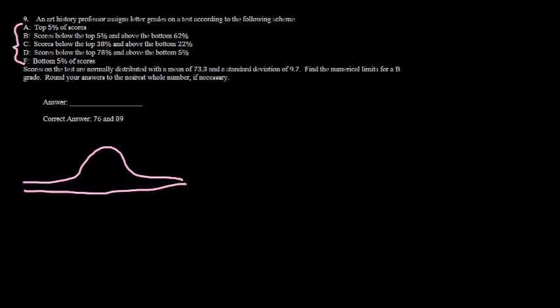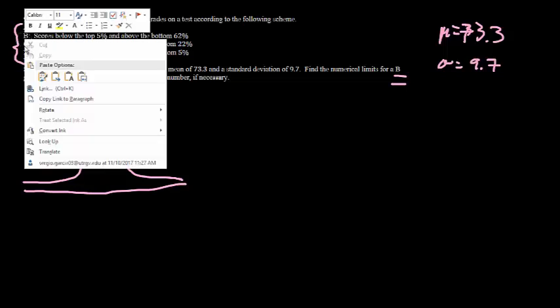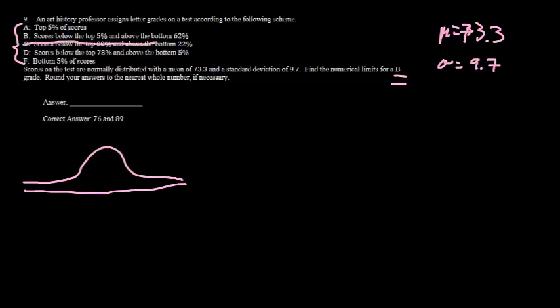The scores are normally distributed with a mean of 73.3. Mu is equal to 73.3, standard deviation 9.7. Numerical limits for a B grade. Okay, so before we get all wrapped up, we're only going to focus on the B, this guy right here. And only the other ones.